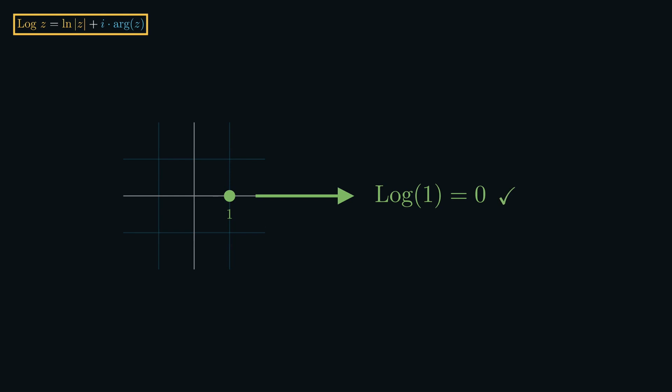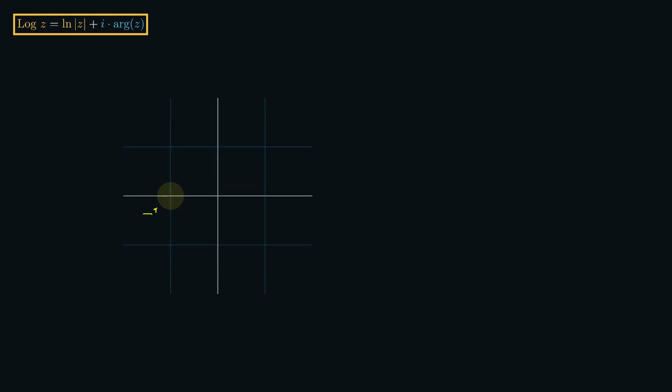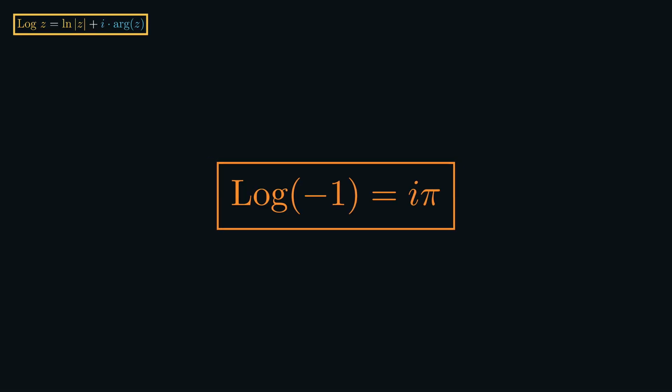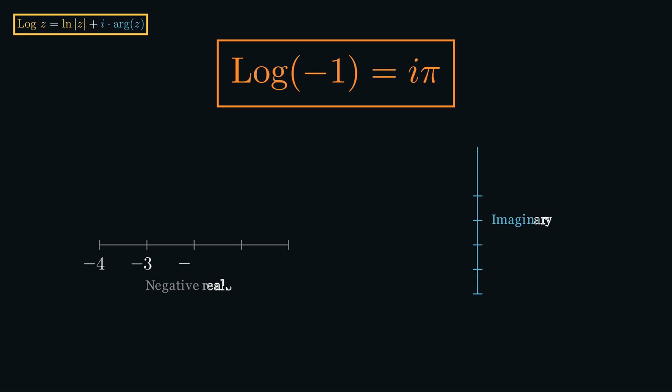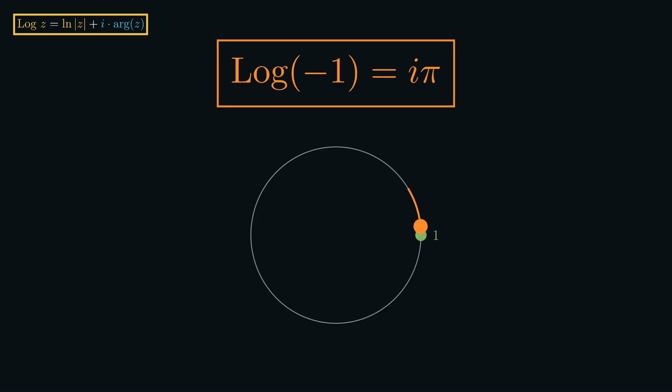That's familiar. Log of negative 1. The absolute value of negative 1 equals 1, so natural log of the absolute value of negative 1 equals 0, and argument of negative 1 equals pi. Logarithm of negative 1 equals i pi. The logarithm of a negative real number is purely imaginary. This connects to Euler's identity. e to the i pi equals negative 1, so log of negative 1 equals i pi.